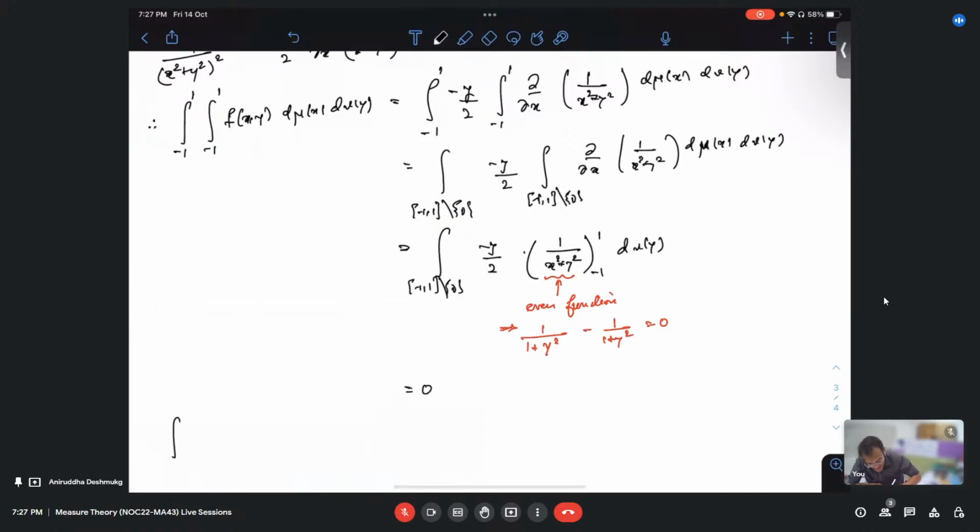Also, integral minus 1 to 1, integral minus 1 to 1, f of xy, d mu y d mu x. This is also 0, since f is symmetric with respect to x and y.